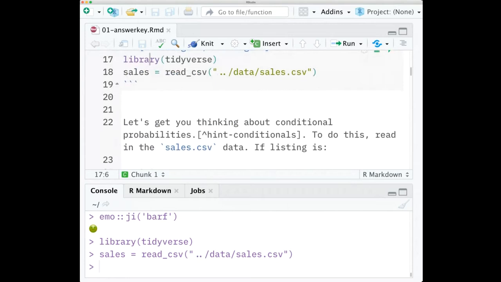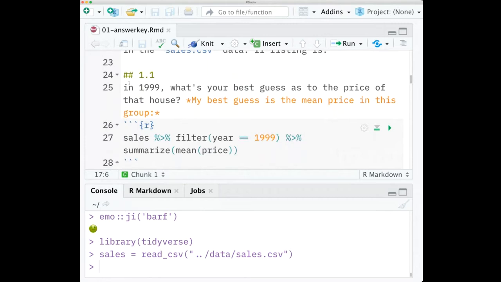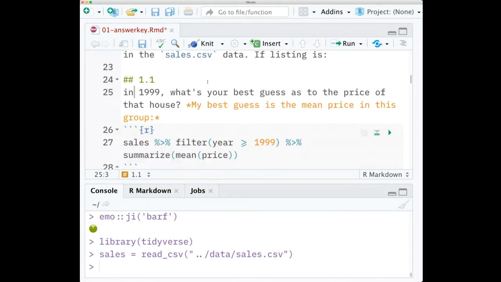So going down to the conditional probabilities, the first question asked, in 1999, what's your best guess as to the price of the house? I think some students may have also seen the version that said from 1999. I clarified that a couple of times in class, but this is the best answer here. Because of my own imprecision in the language, if you did greater than or equal to, I'll give you credit. That's my fault for not being clear. My intent was to say the house is from 1999, or the house sale is from 1999.